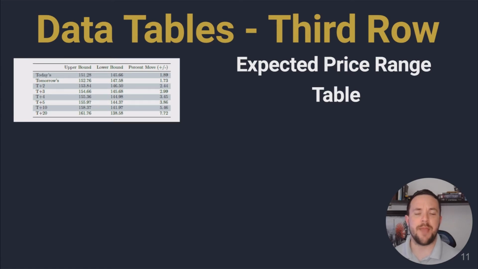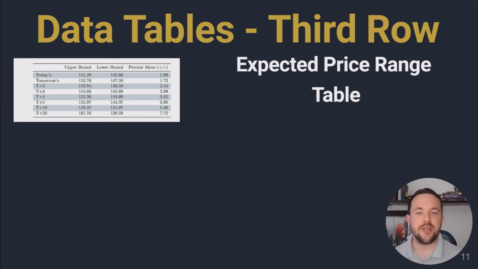This can be helpful to compare with what the movement of the price actually was. Tomorrow's is the next trading day. And then T2, 3, 4, and 5 are the next 5 trading days. T10 is the next 10 trading days. And T20 is the next 20 trading days.